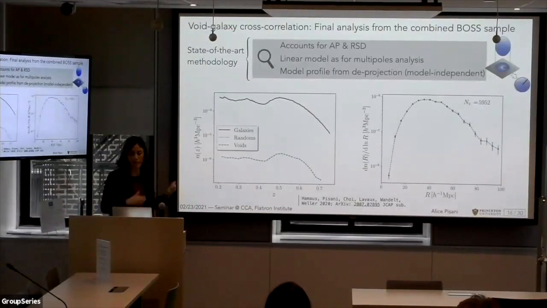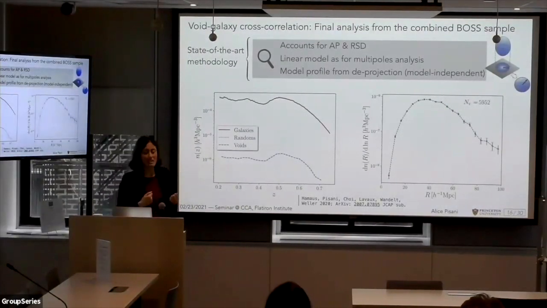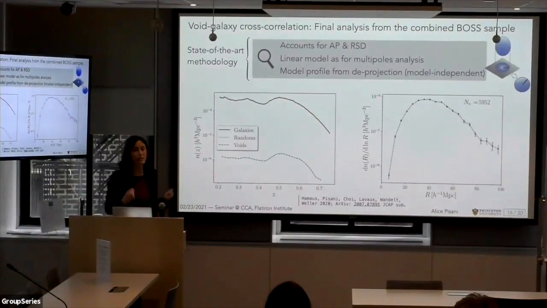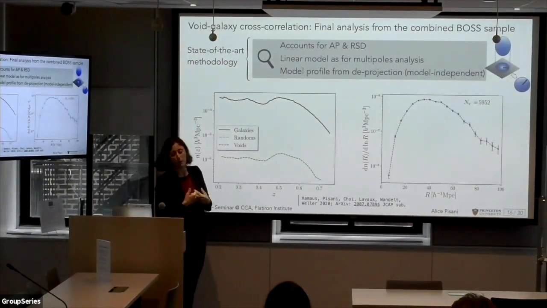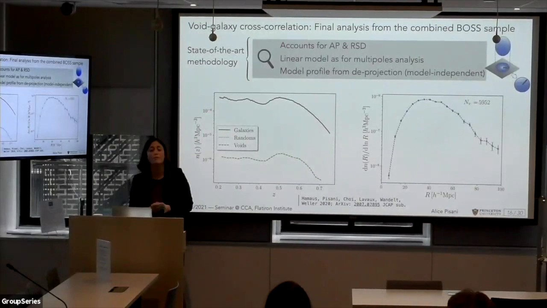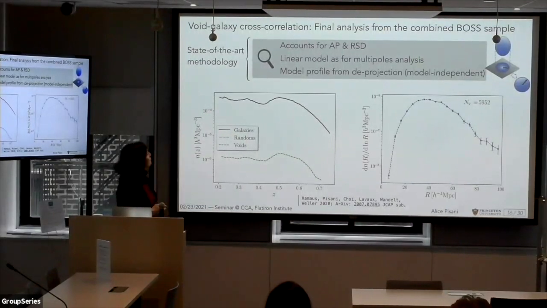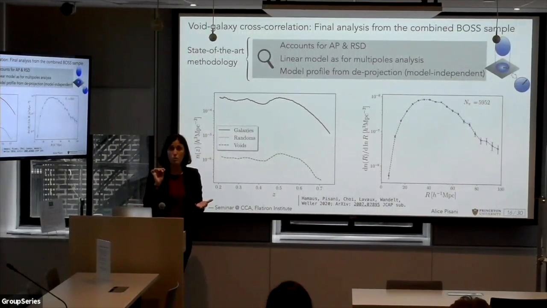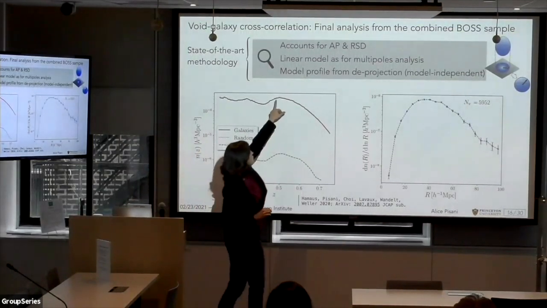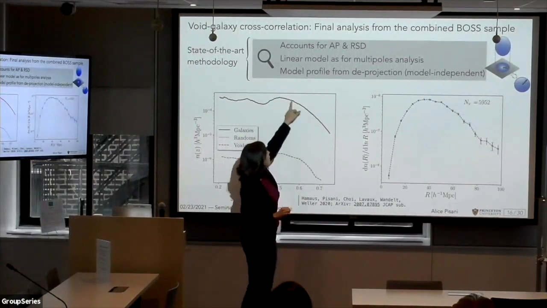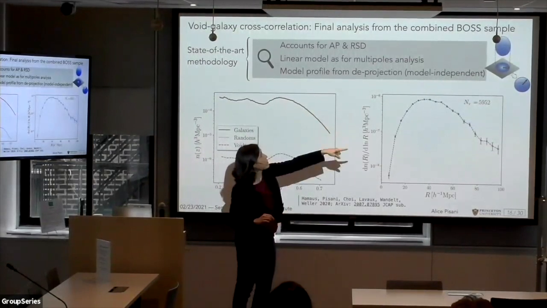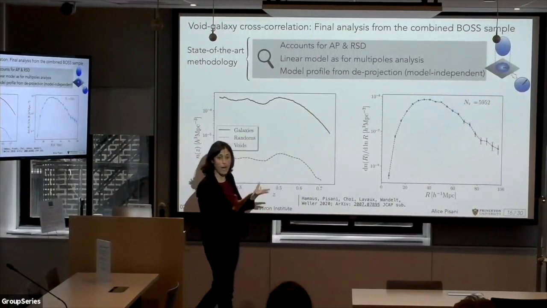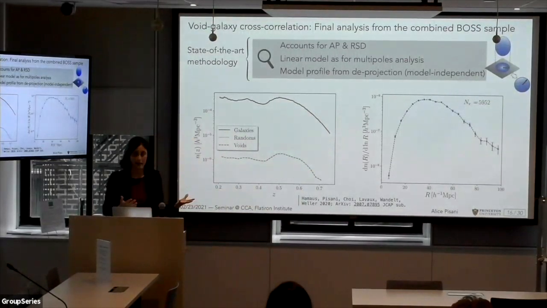Now, very recently, we decided to put together the best of all these techniques to try to obtain a state-of-the-art measurement of the Alcock-Paczynski effect and redshift space distortions about voids from the final combined BOSS sample. So basically, for this methodology, we account both for the Alcock-Paczynski effect and redshift space distortion. We use the linear model for multipole analysis that performs so well. And then we introduce the third ingredient, which is a model of the profile that we obtain directly from data, from the projection. In this way, this methodology is fully model independent.